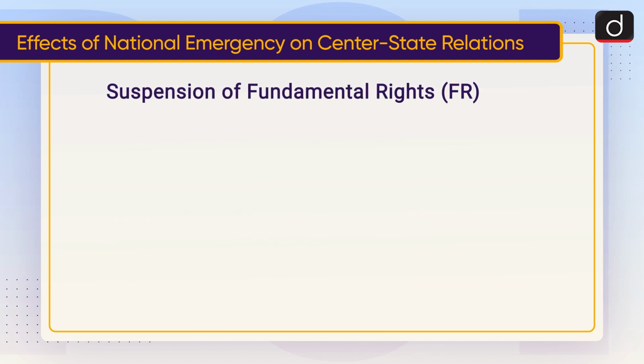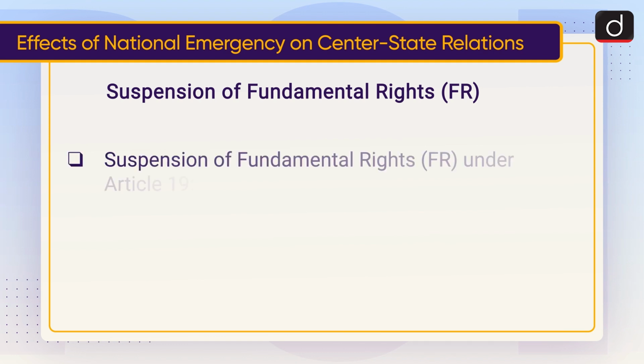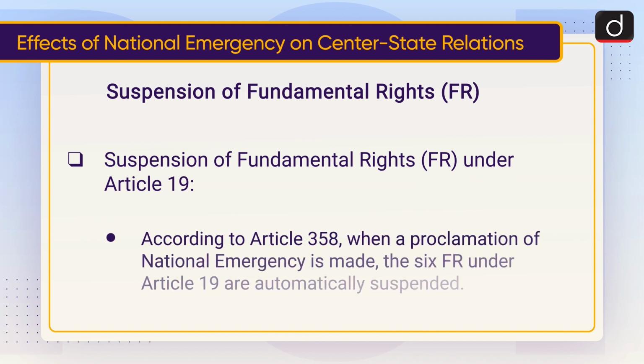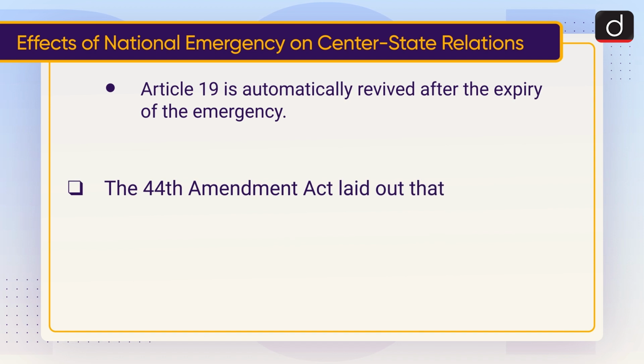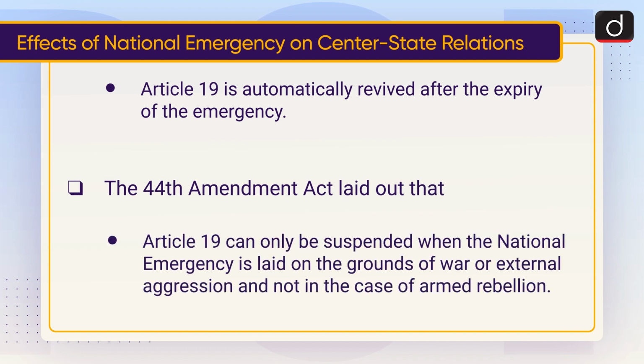Now moving on to suspension of fundamental rights. Suspension of fundamental rights or FR under Article 19. According to Article 358, when a proclamation of national emergency is made, the 6 FR under Article 19 are automatically suspended. Article 19 is automatically revived after the expiry of the emergency. The 44th Amendment Act laid out that Article 19 can only be suspended when the national emergency is laid on the grounds of war or external aggression and not in the case of armed rebellion.